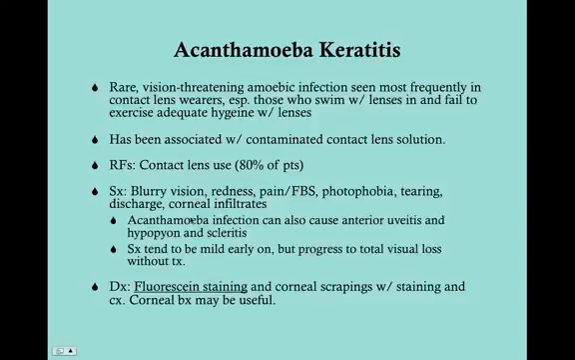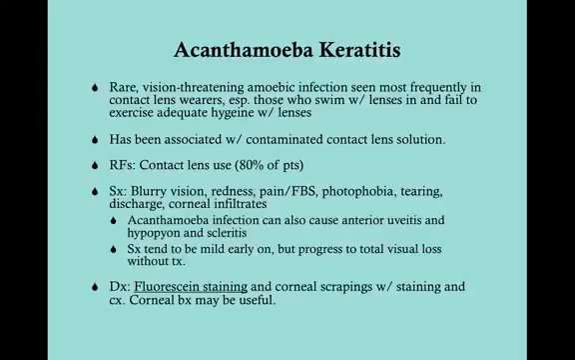Acanthamoeba infection can also cause anterior uveitis as well as hypopyon if it extends to the anterior chamber, and it can also cause scleritis. The symptoms here tend to be mild early on, but without treatment it's going to progress to total visual loss. And a lot of times this is not diagnosed until it's too late.